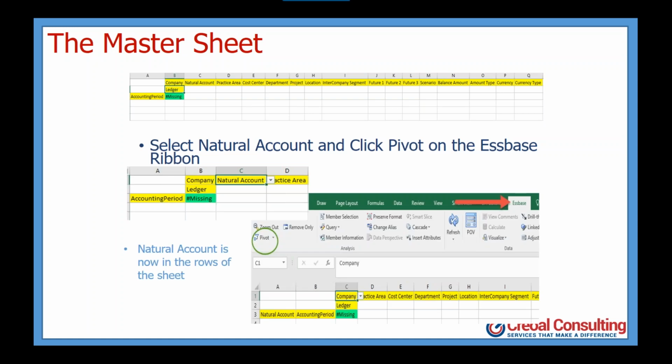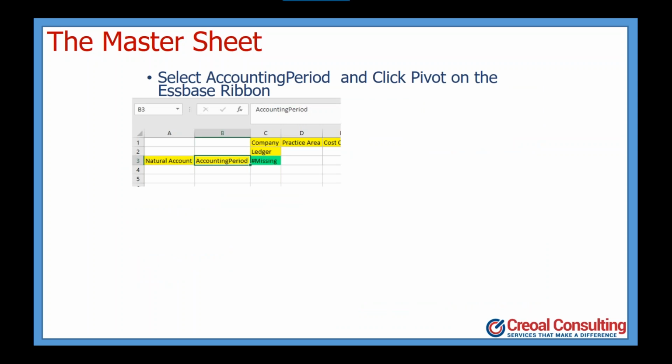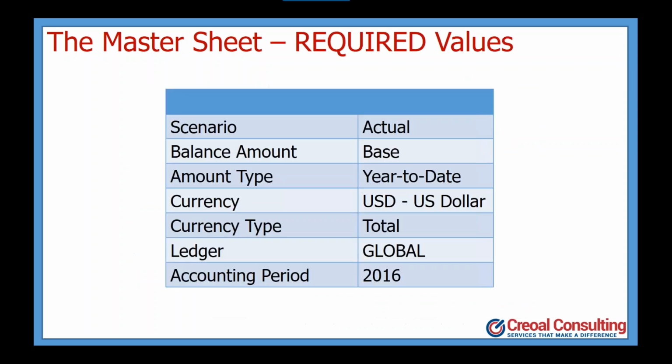So you always pivot natural account over to the rows first, and then you can pivot the accounting period up top. The reason for that is you have to have some value in the rows or you're going to get an error. So we pivot natural account first. We then click on the accounting period and pivot that up top.